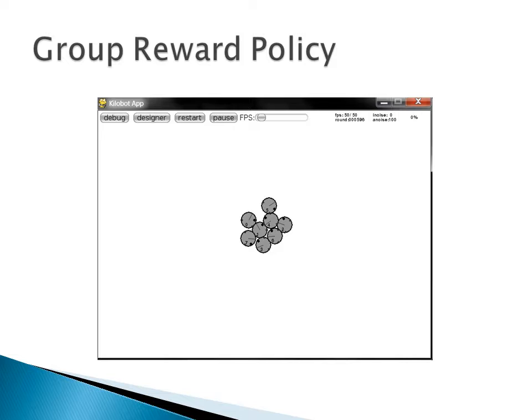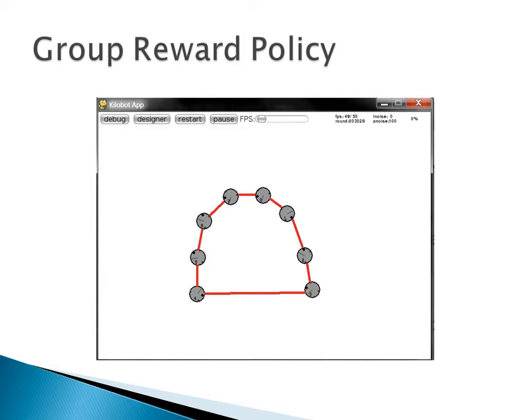The group reward policy was based on a reward of a convex hull. The robots start out gathered together. They then choose their moves and spread out based on which moves would give them the greatest hull area.